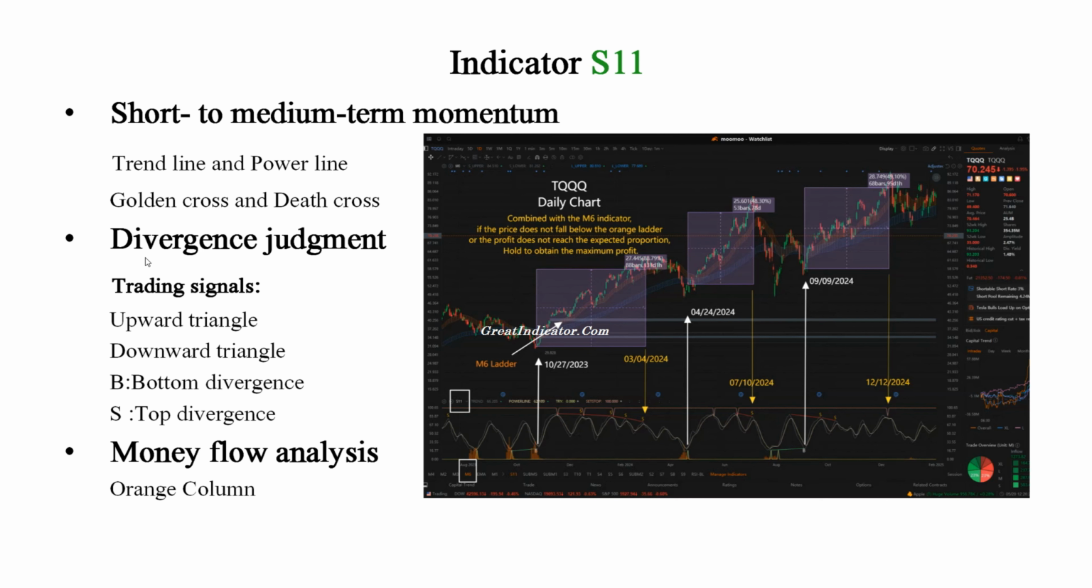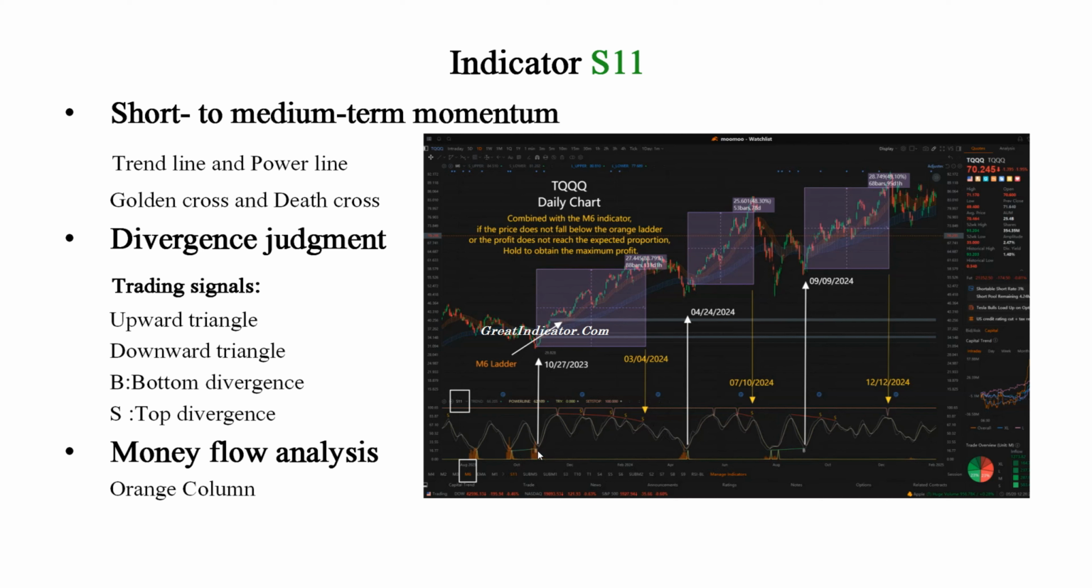The second part is the divergence signal. When there is a divergence, B will appear here. It indicates a bottom divergence. If NSS appears here, it indicates top divergence.